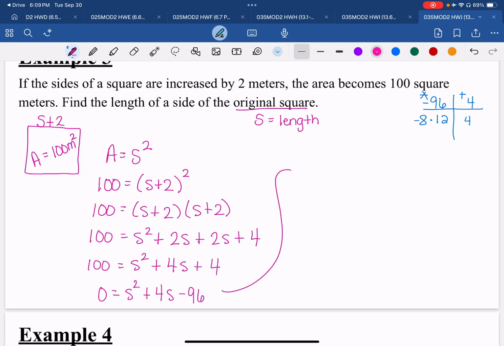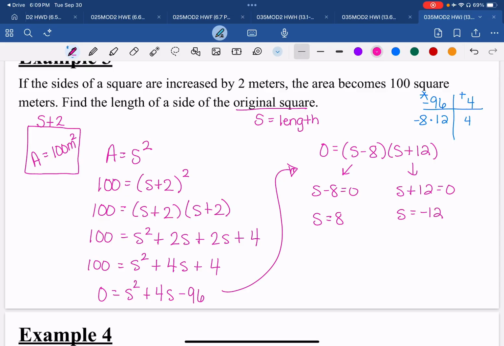So I'm going to move up here. That's going to become 0 equals s minus 8 and s plus 12. So this time I have 2. So s minus 8 equals 0 and s plus 12 equals 0. That means that s equals 8 or s equals negative 12. And remember, s was the length of a side. That makes no sense. So that means that my side is 8 meters.